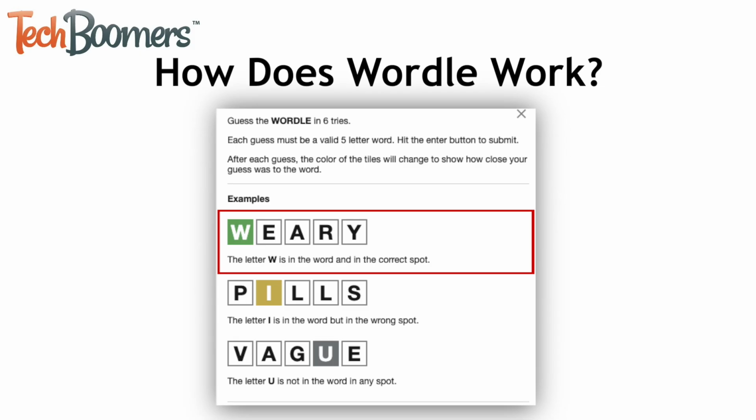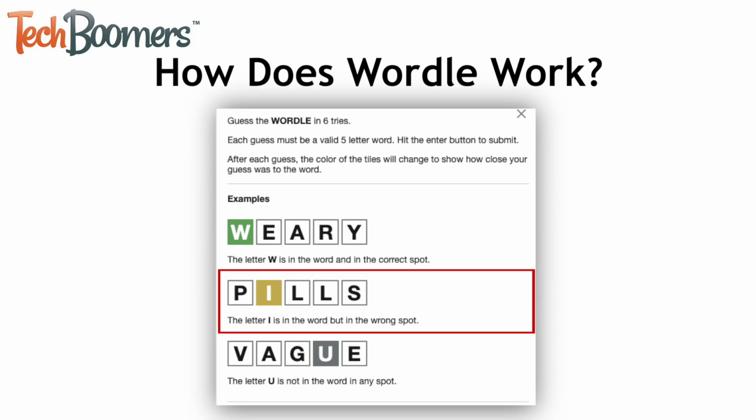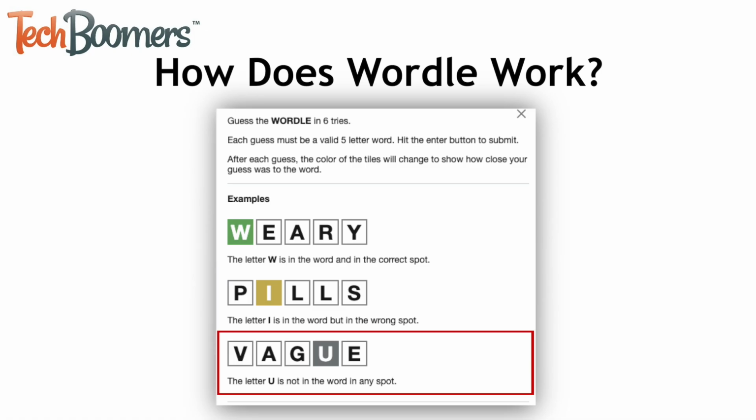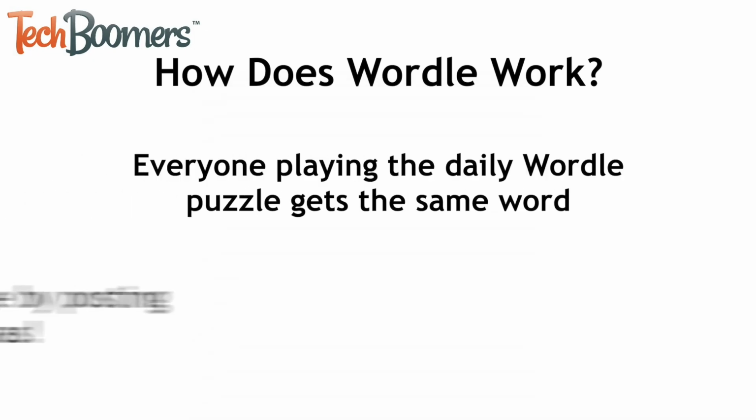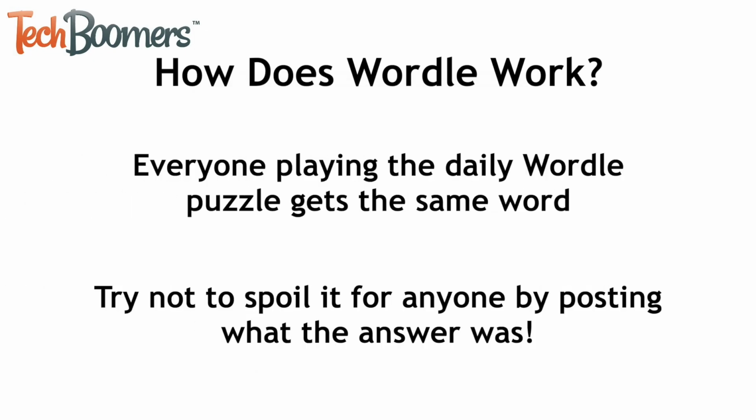If you get a green letter, that means the letter is in the word and placed in the correct spot. If you get a yellow letter, that letter is in the word, but you've placed it in the wrong spot. Any grayed out letters are not in the word at all, so you can safely leave them out of any subsequent guesses. Everyone playing the daily Wordle gets the same word, so try not to spoil it for anyone by sharing what the answer was.